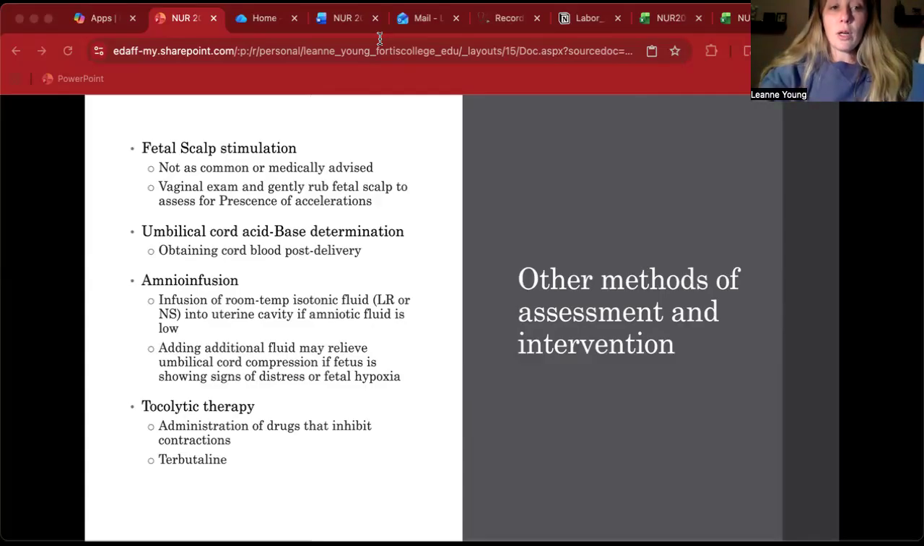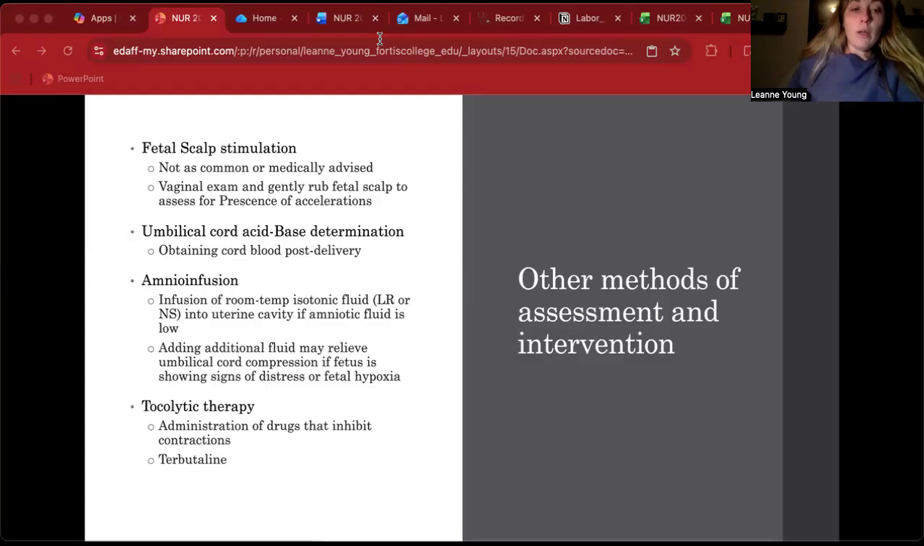Umbilical cord acid-base determination. This means, like, if your baby shows signs of distress during labor, sometimes providers are going to want to collect what we call cord gases. This is going to analyze if baby is in a metabolic acidotic state or not. Okay. And this is just done by either a provider or nurse. We get the samples of the cord blood. After delivery, we get an arterial and a venous gas. We send it to the lab. They give us the pH values, all that stuff, and we interpret it.